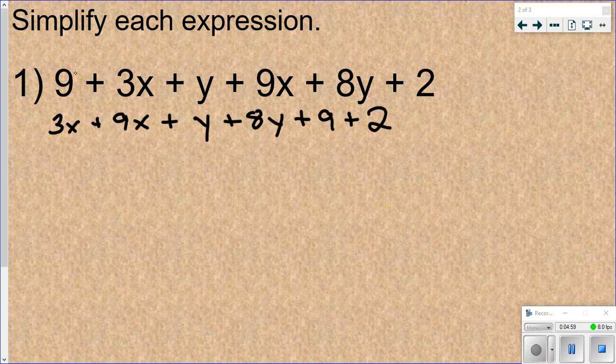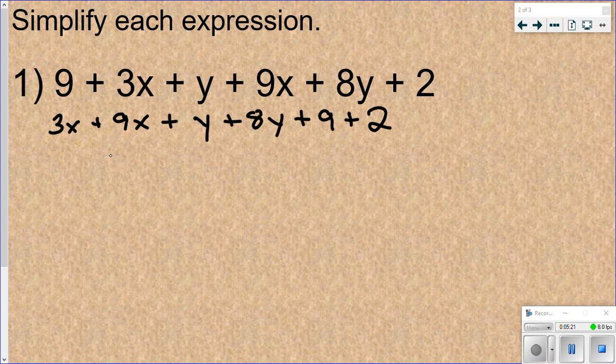So I started off with 1, 2, 3, 4, 5, 6 terms here. And I have 1, 2, 3, 4, 5, 6 terms here. All I did was just change the order. So again, I put the variables first, and I put them alphabetically, x's and then y's, and then I put the numbers last. So now let's combine together the like terms.